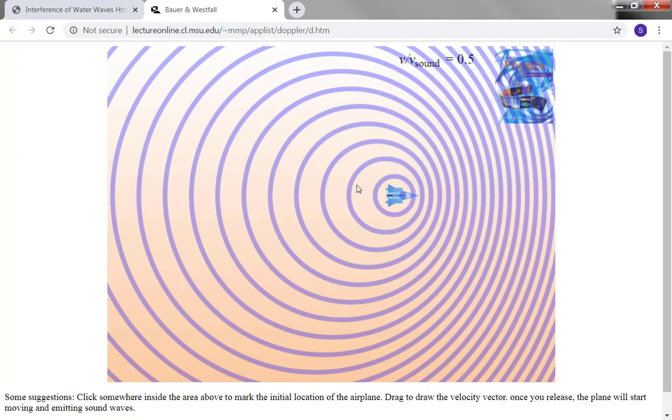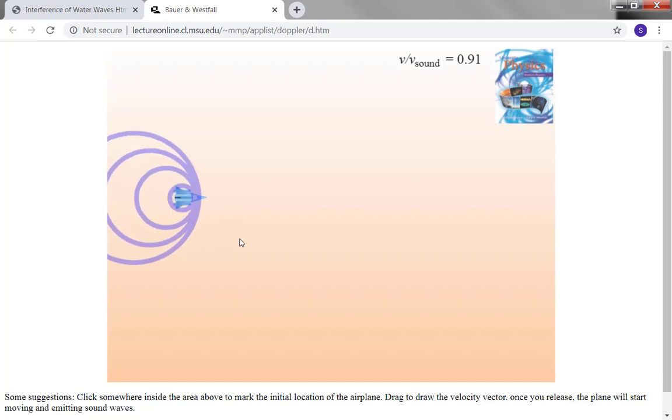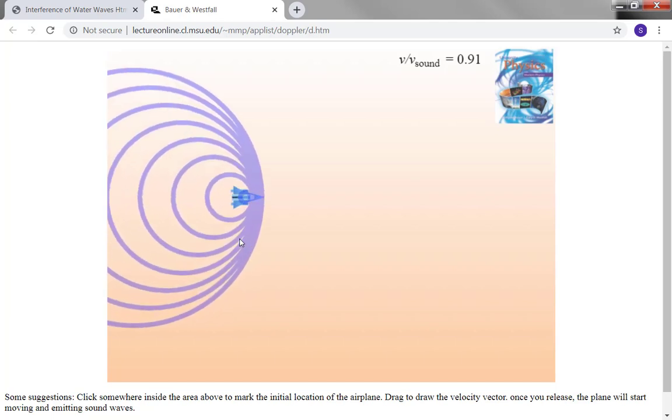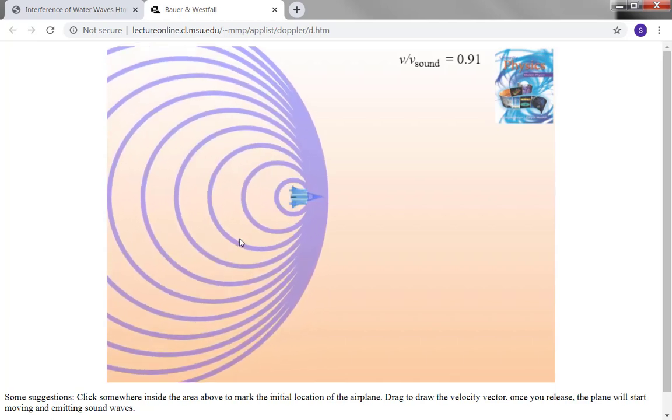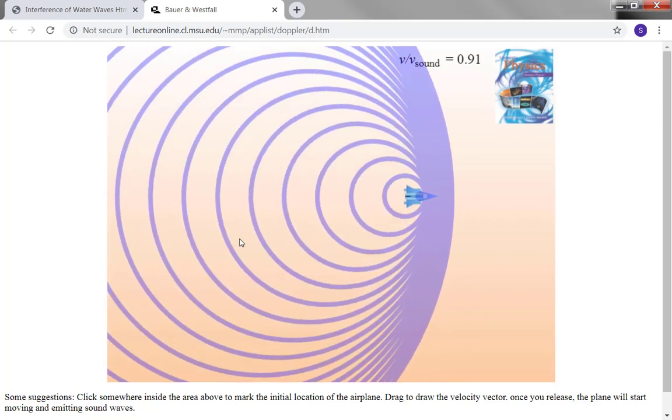Behind the plane, the wavefronts here are further apart. Therefore, that's going to result in a lower frequency observed, or a red-shifted frequency. If I again run this, but I bring the plane up to where it's almost at the speed of sound, so we're going to go with 0.9, you can see that the wavefronts in front of the plane are still in front, but they're all very much on top of each other. So we've gone to an extreme with this.